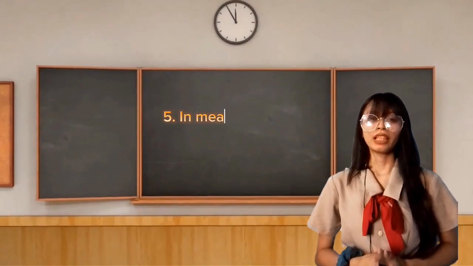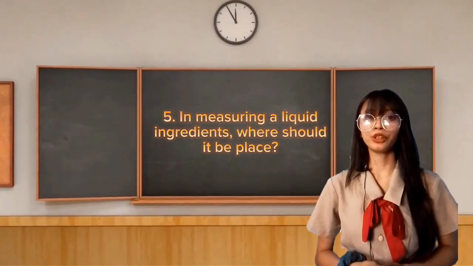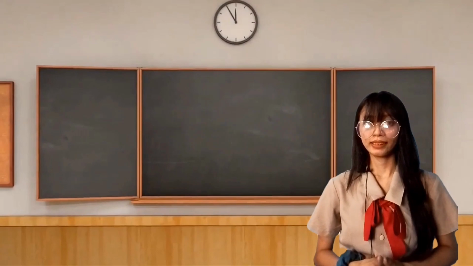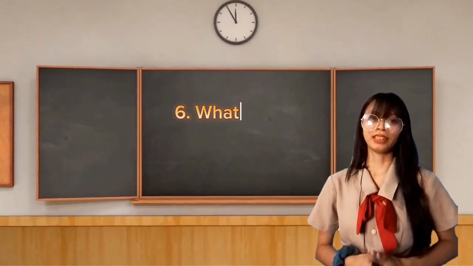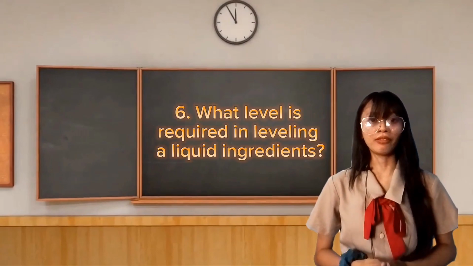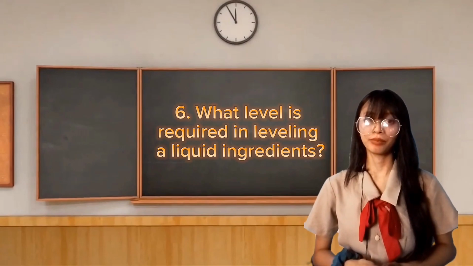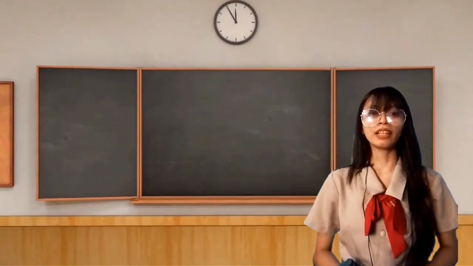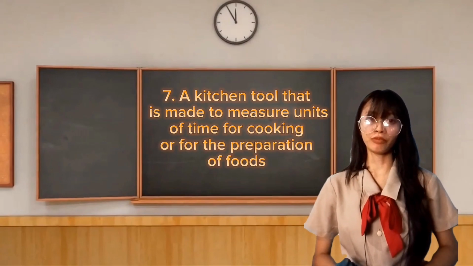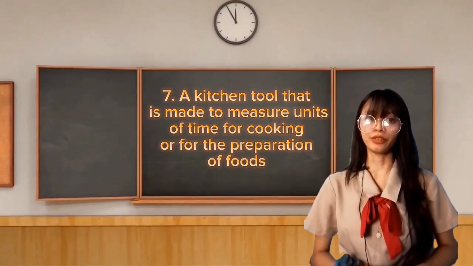Number 5. In measuring a liquid ingredient, where should it be placed? Number 6. What level is required in leveling ingredients? And number 7. A kitchen tool that is made to measure units of time for cooking or for the preparation of foods.